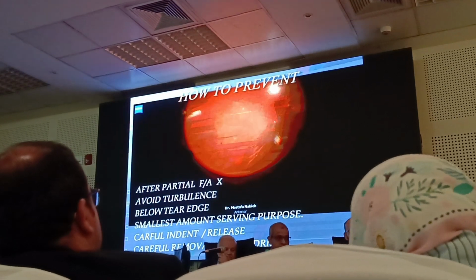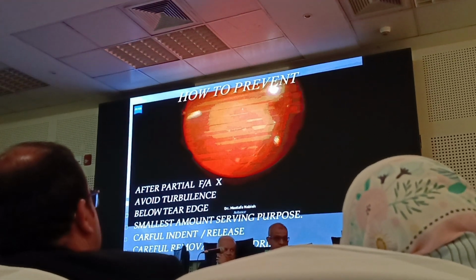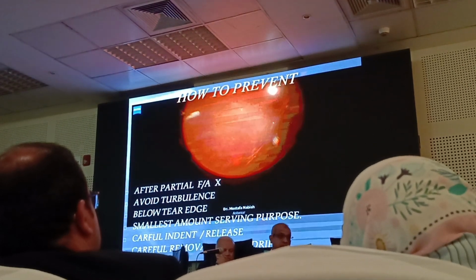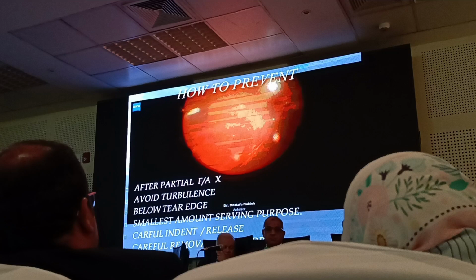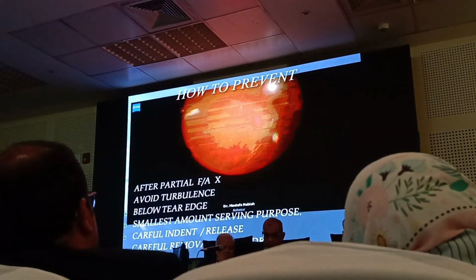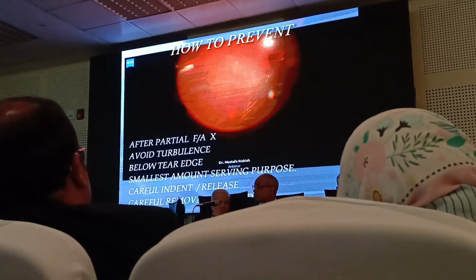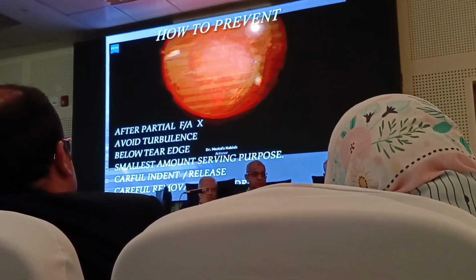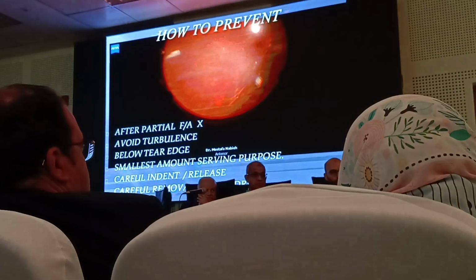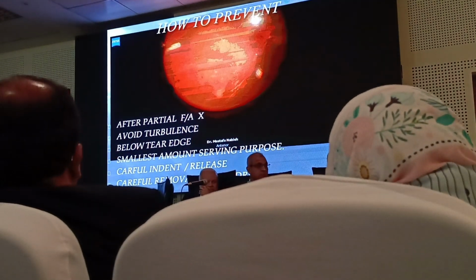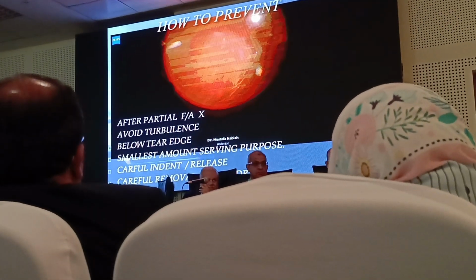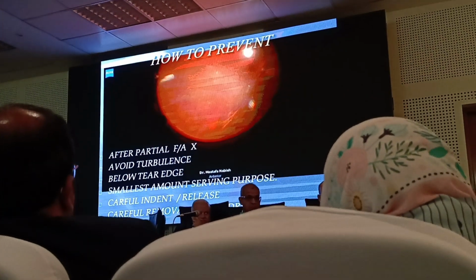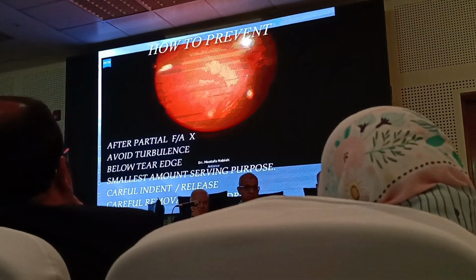You have to avoid turbulence with perfluorocarbon inside the eye, using a valved cannula, of course, at the lowest infusion pressure. You have to inject the smallest amount serving your purpose. You don't have to fill the vitreous cavity with perfluorocarbon. Usually, just to stabilize the posterior retina is okay, but anyhow, it should be below the tear edge.